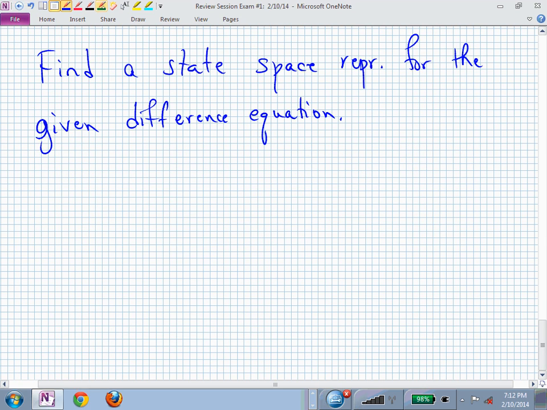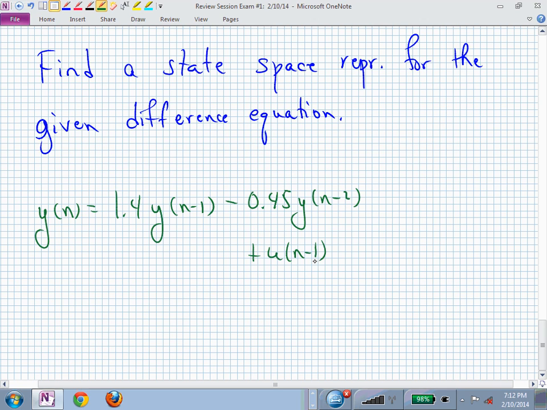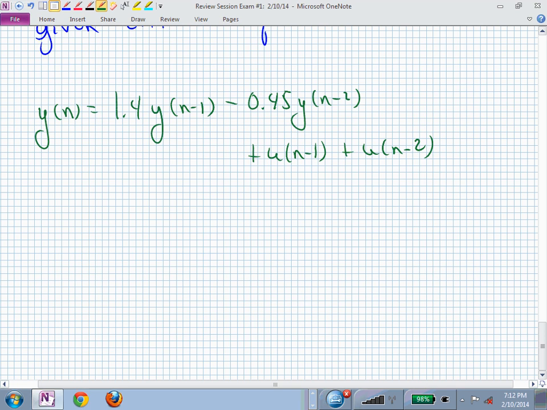And let's say that the difference equation is y of n is equal to 1.4 y of n minus 1 minus 0.45 y of n minus 2 plus u of n minus 1 plus u of n minus 2. And I hope you already have an idea how you could do this. But tonight I'm actually going to give you a different way of going from the difference equation to a block diagram. Maybe it will be more intuitive to you.